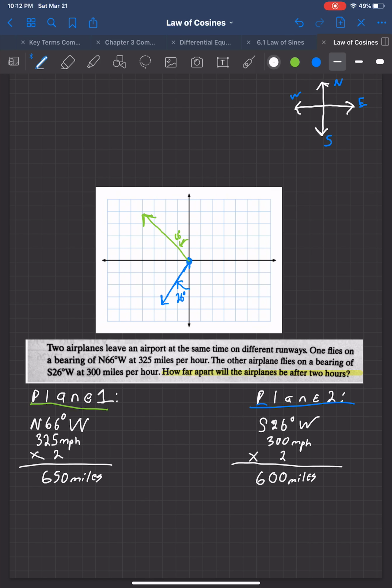So what I'm going to do is I'm going to go ahead and label. So plane 1, I know the length of this is 650. And plane 2, I know the length of this arrow we're going to say is 600. Okay? So 650.